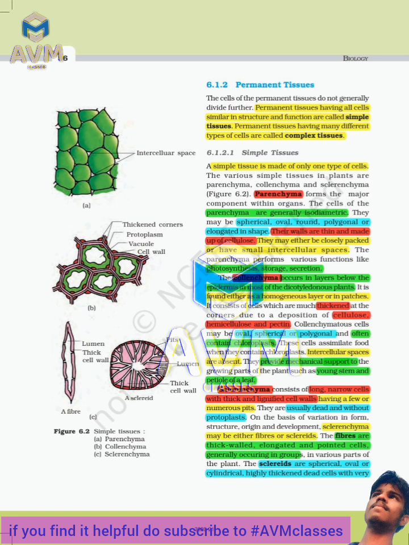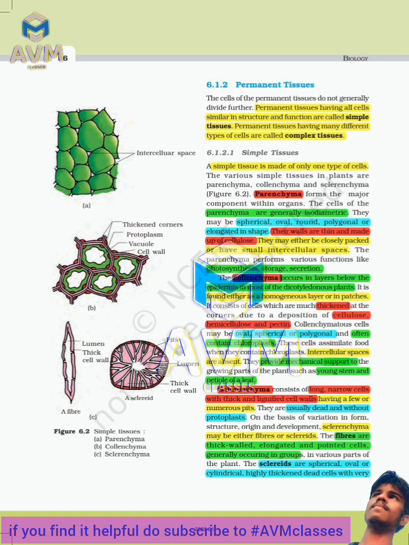Sclerenchyma consists of long, narrow cells with thick and lignified cell walls having a few or numerous pits. They are usually dead and without protoplast. On the basis of variation in form, structure, origin and development, sclerenchyma may be either fibers or sclereids.